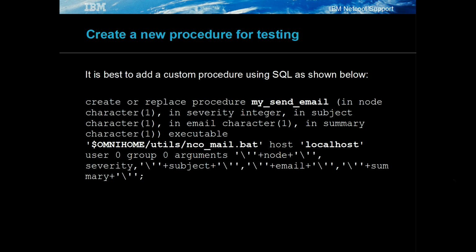Take the SQL for creating the send_mail procedure from the automations.sql file found in the OmniHome etc directory. Modify the SQL as required and then execute the SQL using the SQL workbench in the administration tool.